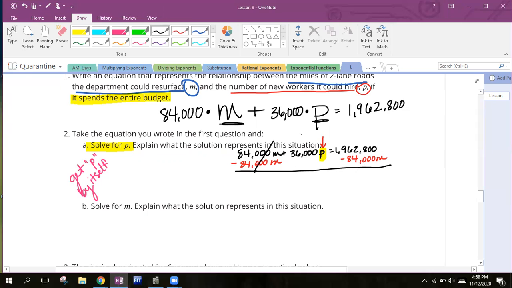Okay, those are going to cancel out, and I'm left with 36,000 P equals, I cannot combine these two terms. This term has an M with it, and this term does not have a variable with it at all. So I just have to keep them all the way written out. Yes, I know they are big numbers, but you can do it. Okay, still don't have that P all by itself. I got to get it there. So that's 36,000 times P. So I'm going to divide both sides by 36,000.